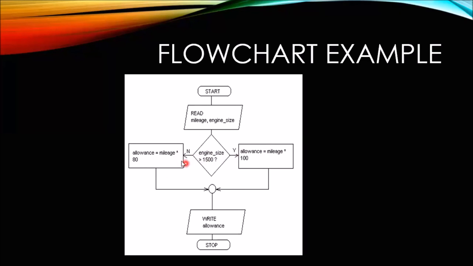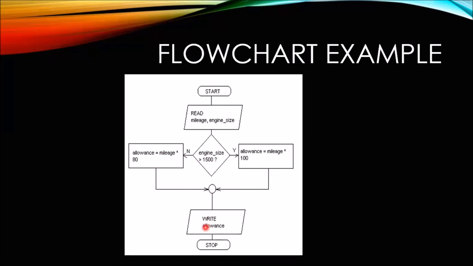So what is going to happen now is that allowance would be mileage times 80. So here, if the engine size is greater than 1500, then allowance is equal to mileage times 100. If it is less than, then mileage allowance is equal to mileage times 80. Good. Now, note that right here, we have yes and we have no. We need to connect this back, so we would say this is our ending. We're connecting it back to see how the algorithm comes full circle. You can't have it and then you branch from one shape going to write allowance.